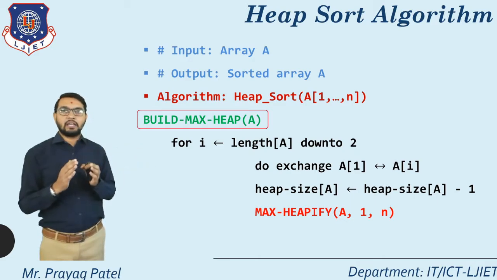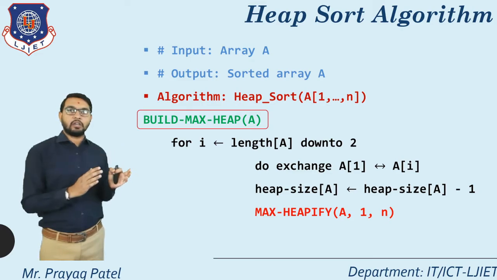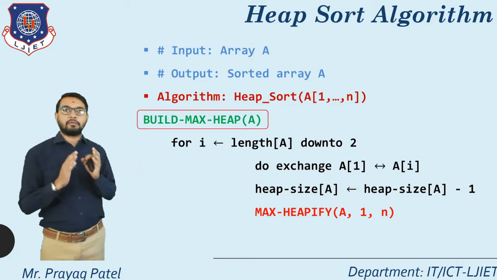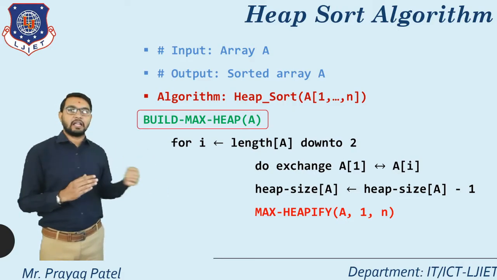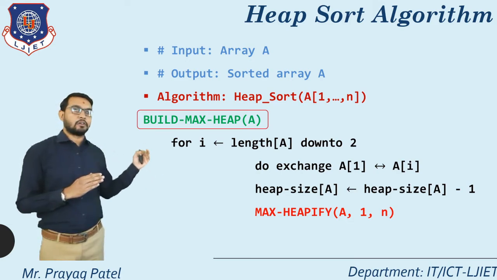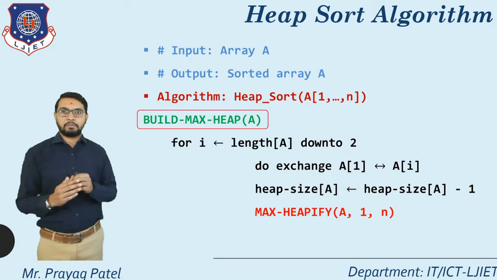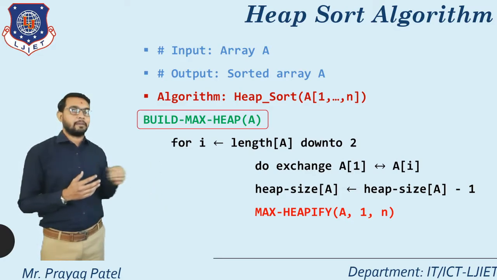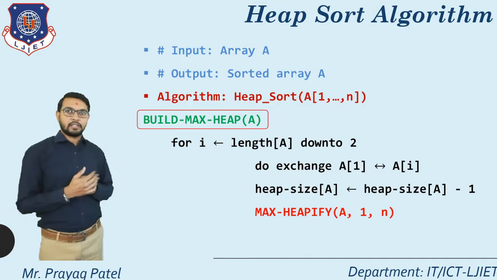means you can start the process from the length of your heap tree down to 2. Do exchange A[1] with A[i], means exchange the first element with the ith element. Then heap size of A equals heap size of A minus 1, means decrement the heap size, and the last one is the MaxHeapify function, MaxHeapify(A, 1, n). So here consider this algorithm.